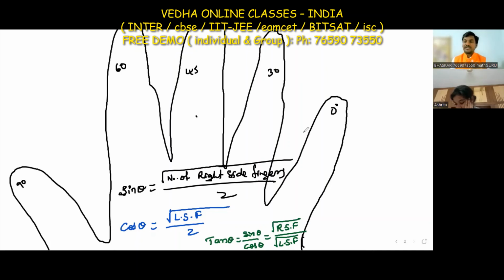Now, similarly, check all the values. Take close to 0 degrees. Right side, how many fingers are there? 0. Left side, how many are there? 4. Root 0 by root 4. Root 0 is 0.